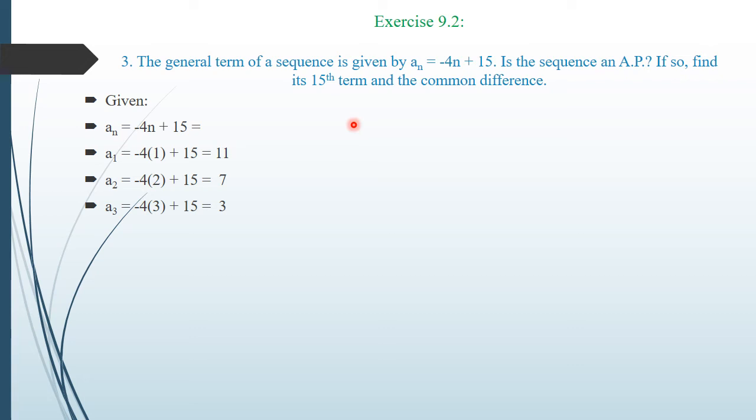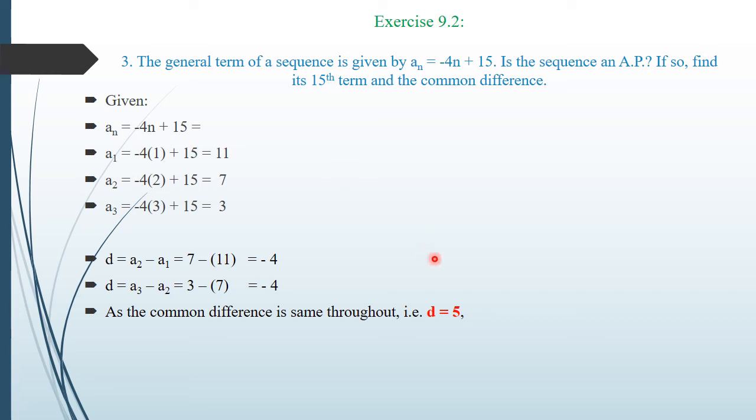Now I will calculate the common difference to verify whether it is going to form an arithmetic progression or not. For that I will do d is equal to a2 minus a1, that is 7 minus 11, which is equal to minus 4. Similarly, I will consider the other two consecutive numbers, that is a3 and a2. Let us find the common difference again. d is equal to a3 minus a2, that is 3 minus 7. Again I am going to get the same answer, minus 4. Since both the differences are matching, which are calculated using two different pairs of consecutive numbers, I can declare this sequence is going to form an arithmetic progression.